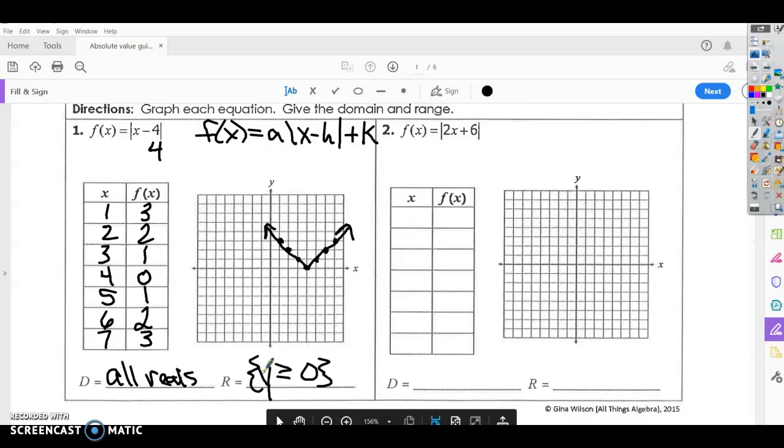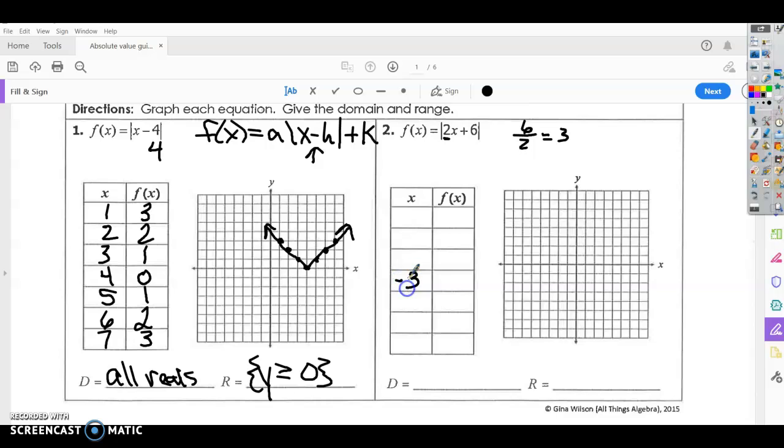All right, number 2 is just a little bit different. It has a number in front of x. So you have to divide the 6 by 2 to get that number. Okay, so it's going to be 6 divided by 2. Again, the sign is going to be the opposite of what's inside your absolute value, because the equation is always opposite h. So it's going to be negative 3.